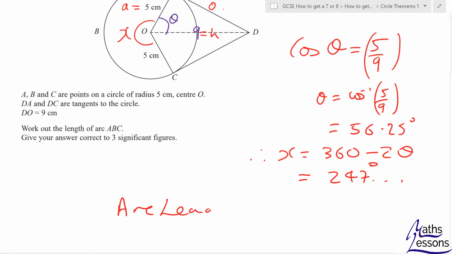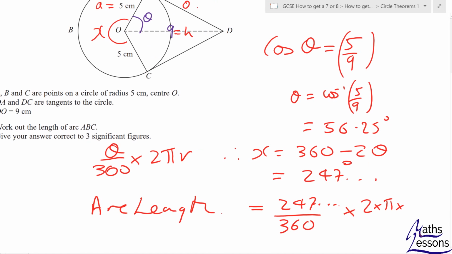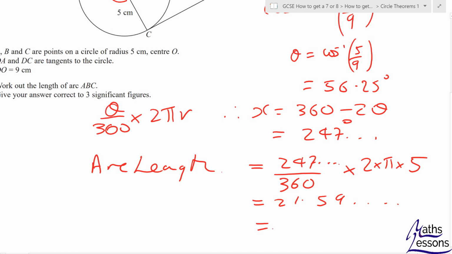So arc length, and you know the formula is theta over 360 times 2 pi r. If you just write that and don't actually work it out, you don't actually get any marks. You have to show numbers going into the formula. So we put 247 point everything over 360 times 2 times pi times the radius, which is 5, and when you've done all of that you get 21.59 something, and it says 3 significant figures, so that is 21.6 to 3 significant figures.